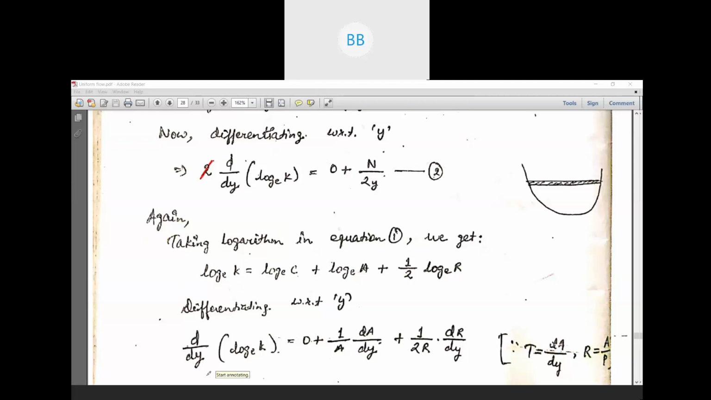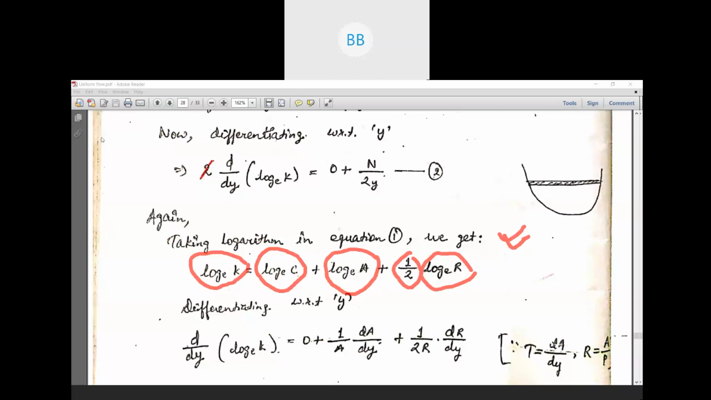So again this will be dy by dy. First we are going to take log. So log of K is equal to, we have C, log of AC, then we have area, and then we have R to the power of square half. Okay, so half will be here, log of R.